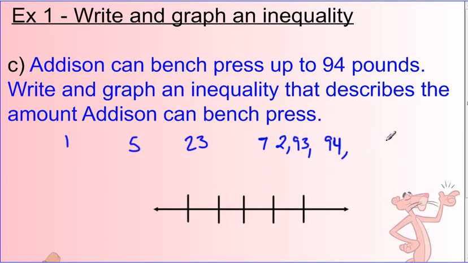So for our inequality, maybe we use B for bench press. Our answers, the things he can bench press, is anything less than 94. Can it be equal to 94? Can he bench press that? He can bench press up to 94 pounds? Yeah, he can bench press that. So now we have our inequality.